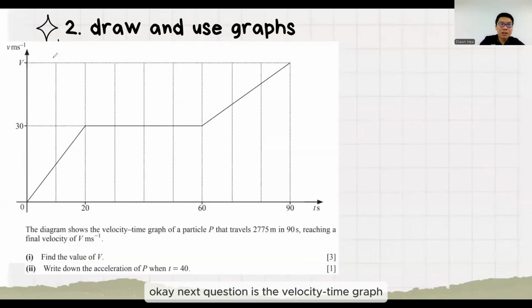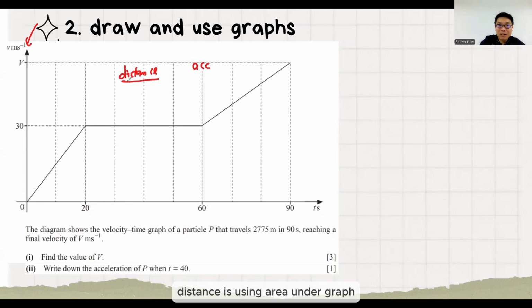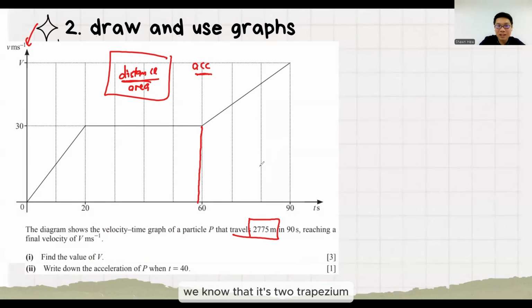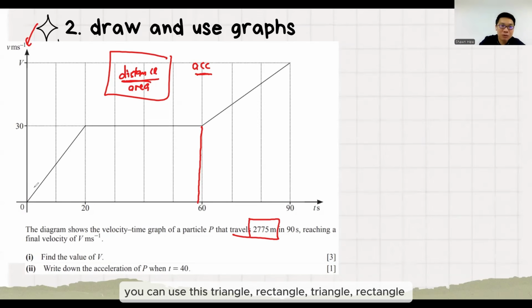Okay, next question is the velocity time graph. We know from a velocity time graph, we can find distance and we can find acceleration. Distance is using the area under the graph, and acceleration is using the gradient. It says the distance traveled means you must use the relationship of distance, which is area under graph, equals 2775. If you're familiar with trapezium, we know it's two trapeziums. If you're not, you can use triangle, rectangle, triangle, rectangle.